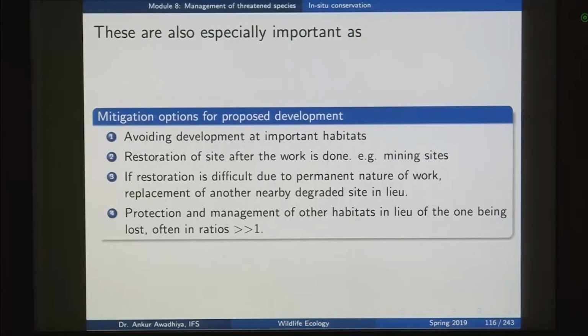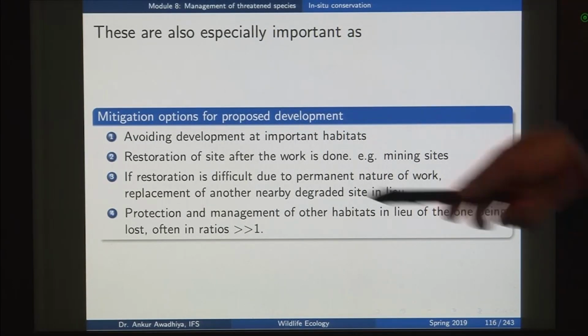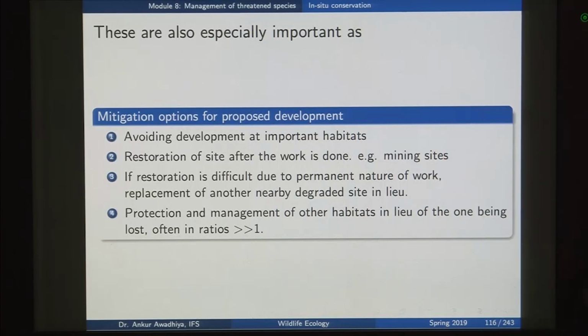So, these mitigation options could include things like avoiding development at important habitats. If we have designated an area as a tiger reserve, we say that these are the areas where there will be no development at all. In other areas, we can say that we should go for restoration of the site after the work is done.